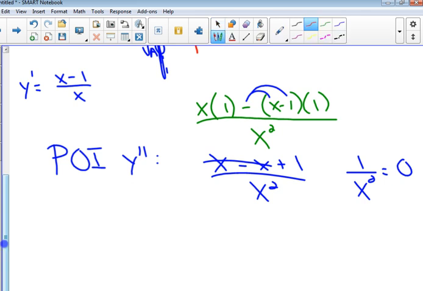Oh my gosh, alright. Can you set this to 0? Will anything make this 0? No. Okay, so can the point of inflection exist? No. Yay. So here, there's going to be no POI, because nothing will make this 0. It doesn't work.